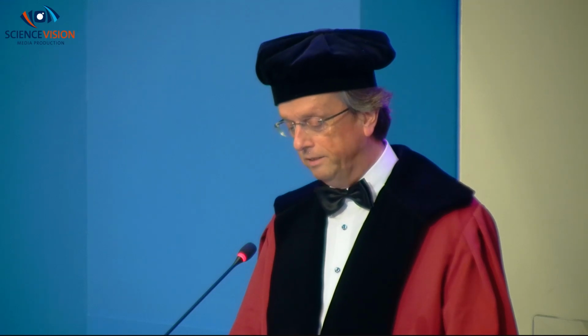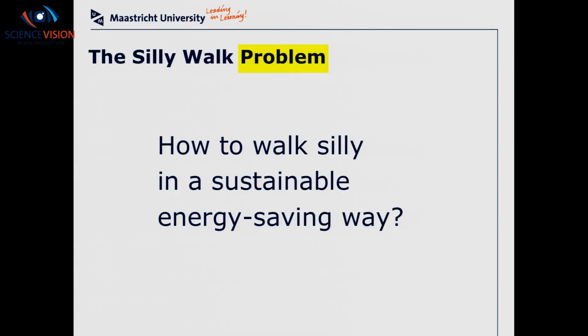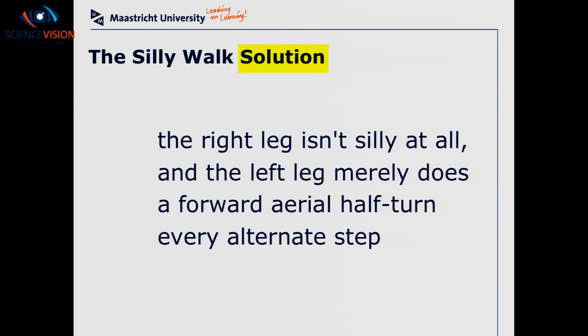Now, if you want a patent, there needs to be a problem. There needs to be a silly walk problem. Because in patent law, we sort of use the problem-solution approach, so we need to figure out what the problem was, and if you then solve it, bingo, you get your patent. The problem is how to walk silly in a sustainable, energy-saving way. And that problem has been solved with the patent, because the solution is the right leg isn't silly at all. That certainly saves energy. And the left leg merely does a forward aerial half turn every alternate step. So this is a way to walk silly without getting too tired too quickly.